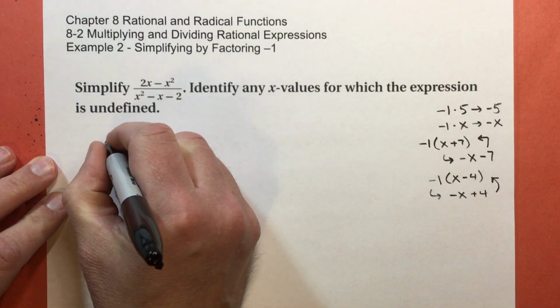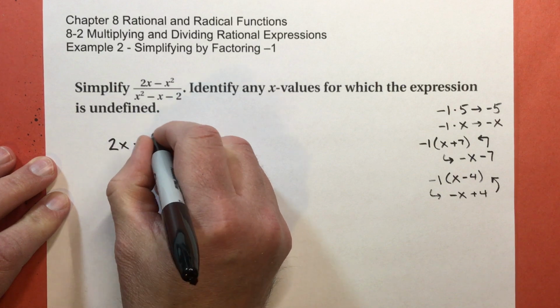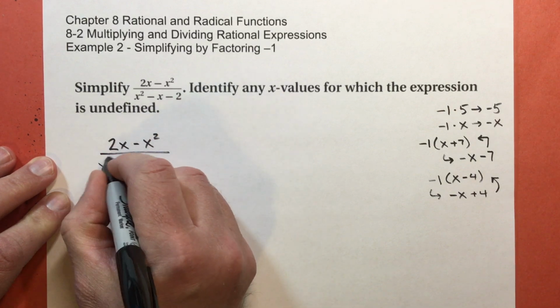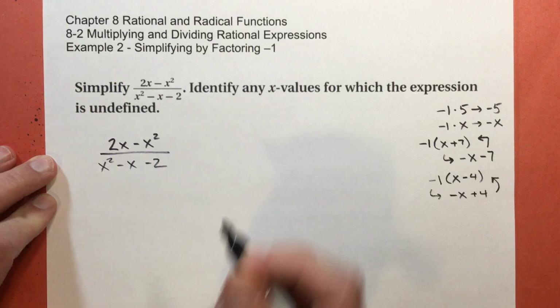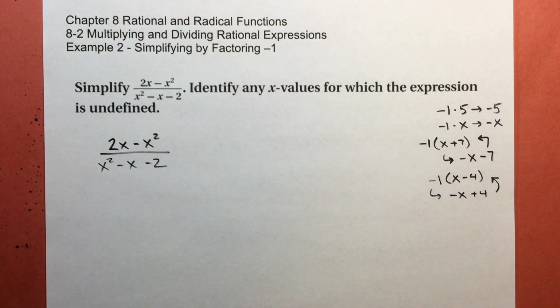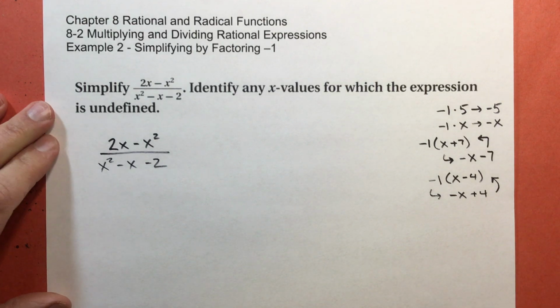I got 2x subtract x squared divided by x squared subtract x subtract 2. All right, I'm going to give you a big clue. Always put your polynomials in what we call standard form. And you've seen this before. It's something we do in Algebra 1. Standard form means start with the highest exponent first, the term with the highest exponent, and then move your way down. The last time we did it was in Chapter 6 when we did the fundamental theorem of algebra section, where we had to put our polynomials in standard form.